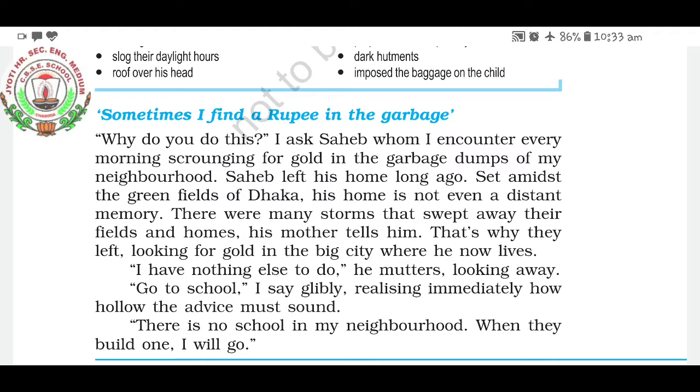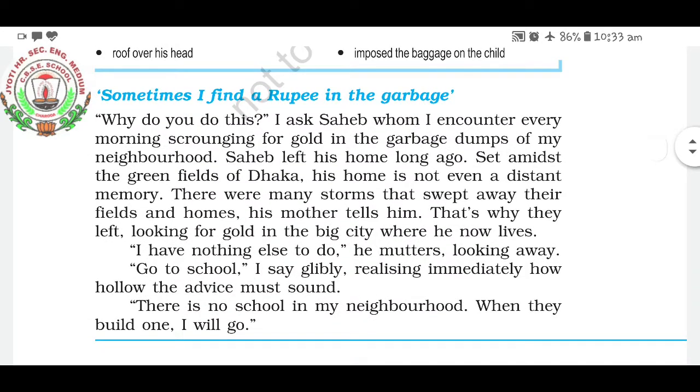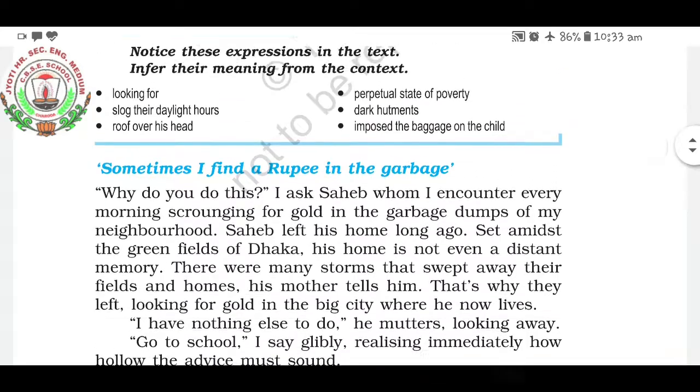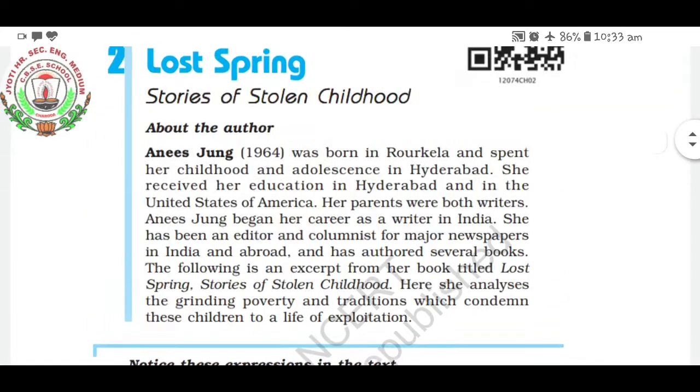As I have informed you earlier, this chapter has two parts. Part 1 is about a boy named Saheb who is a rag picker. The entire stress in this chapter, on the two characters of the two parts, is about the exploitation done towards the children. That's why the chapter has a tag named Stories of Stolen Childhood.